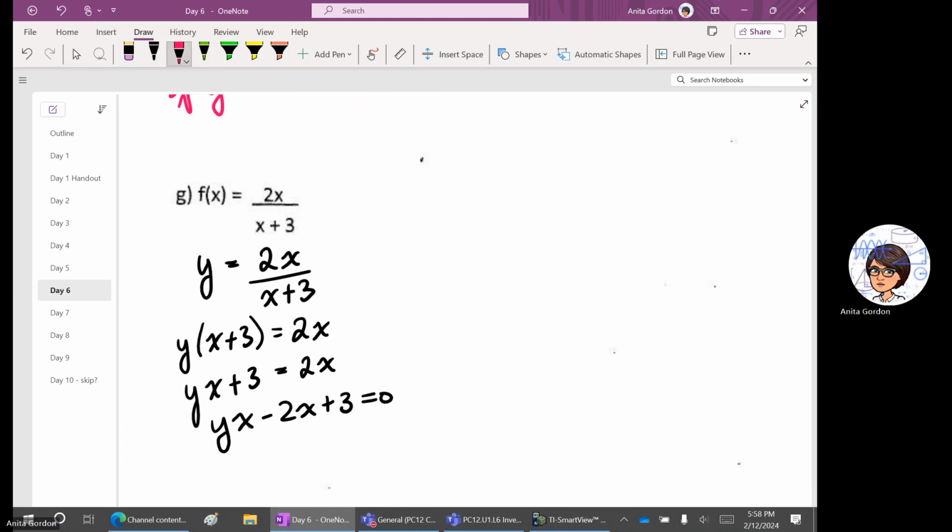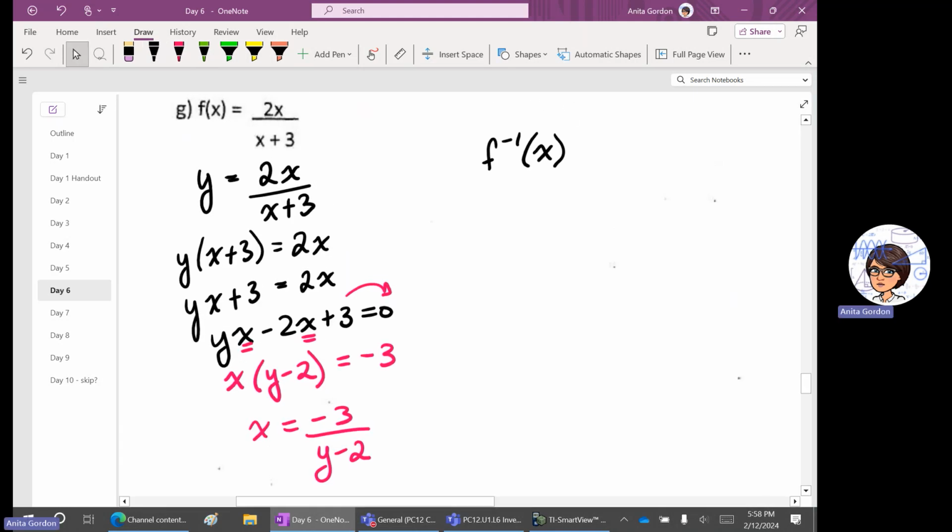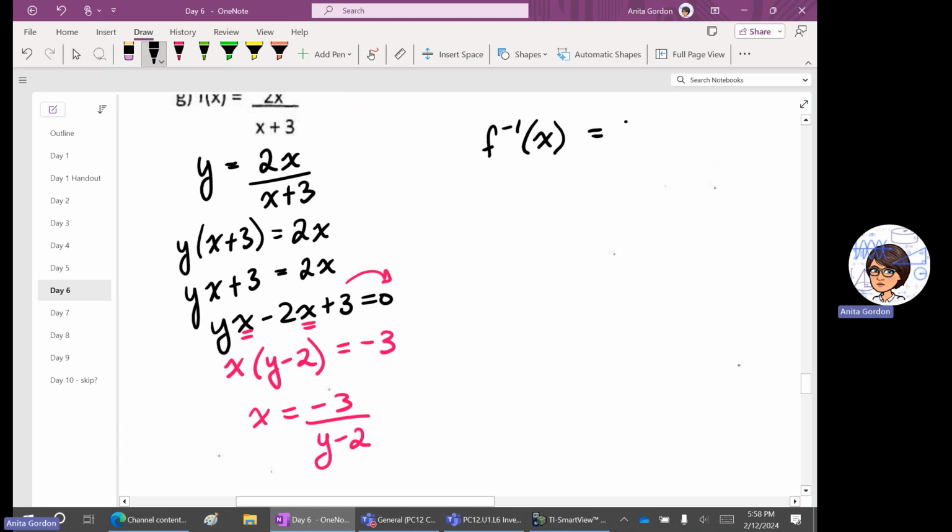Okay. x here, let's factor it. x bracket y minus 2 equals, I'm going to move the 3 to the other side there, negative 3. So x equals negative 3 over y minus 2. All right, this one was trickier, but still doable. The inverse function of this rational is negative 3 over x minus 2.